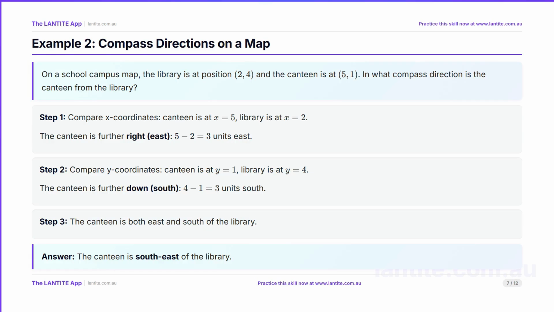Let's use compass directions with coordinates. The library is at position 2, 4, and the canteen is at 5, 1. To find what direction the canteen is from the library, we compare the coordinates. The canteen's x-coordinate is 5, which is greater than the library's 2, so the canteen is to the right, meaning east. The canteen's y-coordinate is 1, which is less than the library's 4, so the canteen is lower, meaning south. Since the canteen is both east and south, the answer is southeast.